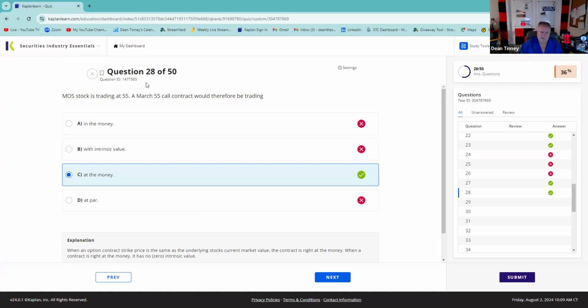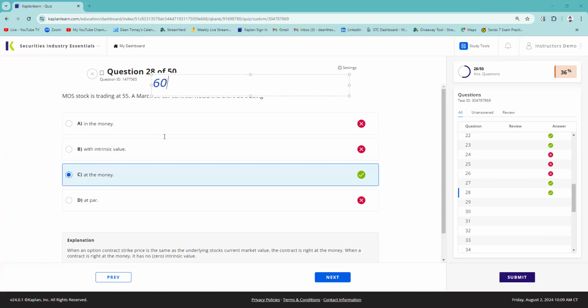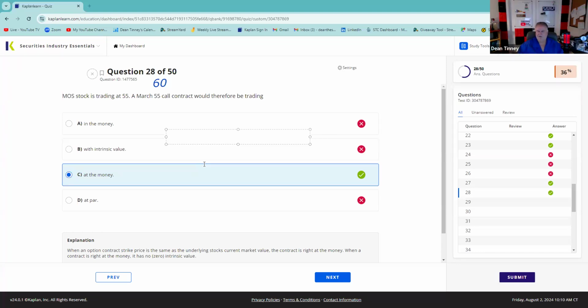So if I said the stock is at 60, the market price is up. To say that contract is in the money 5 points, or to say it has intrinsic value of 5 points, is the same thing. Synonymous. Okay. There's no such thing as par as it relates to option contracts.